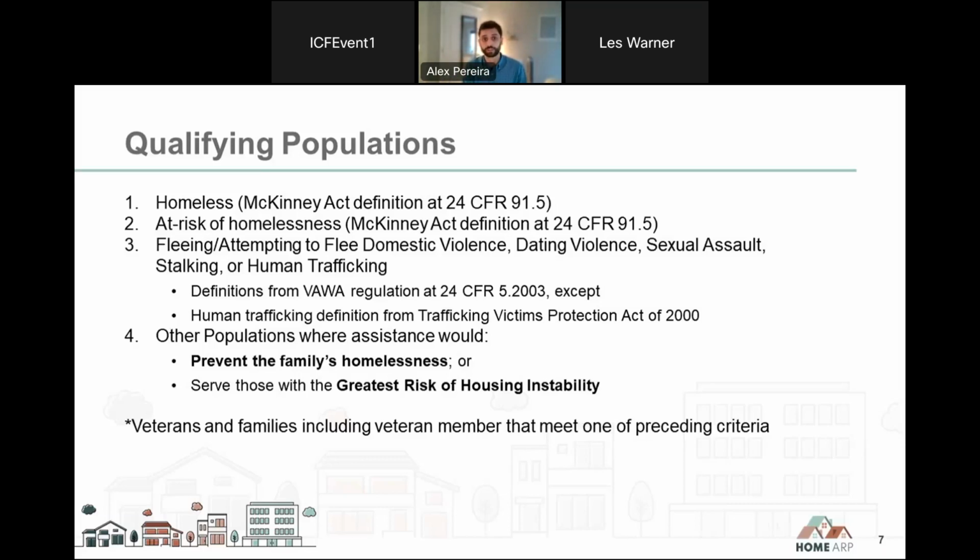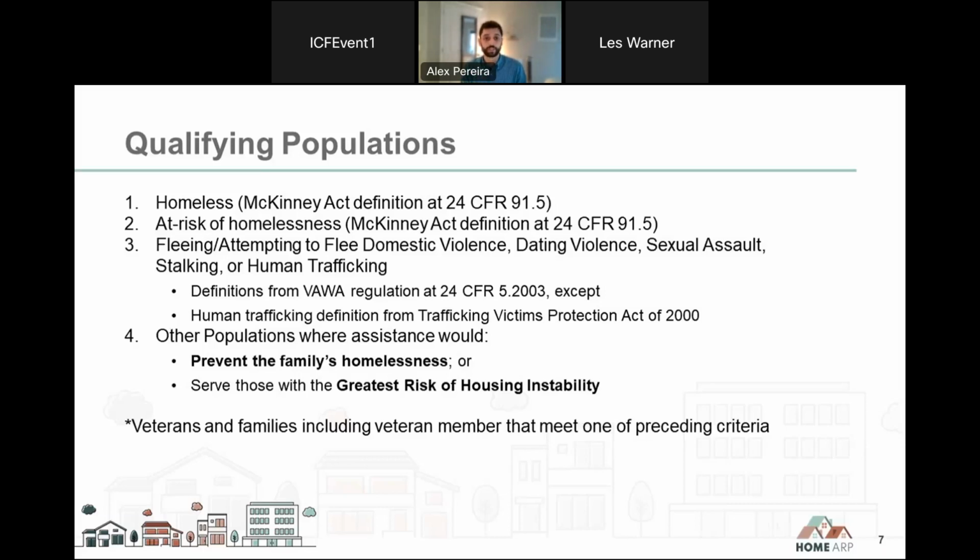QP2 is for those at risk of homelessness. Again, that follows the definition provided for at risk of homelessness under the McKinney-Vento Act that's found in 24 CFR 91.5. And that follows the definition to a letter. No exceptions here, no changes.